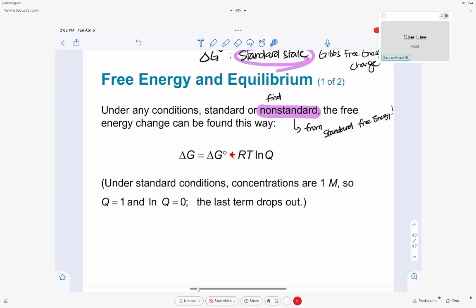In the equation, R is the ideal gas constant, 8.314 joule per mole Kelvin. T is the temperature. What is the Q? Q is the reaction quotient.